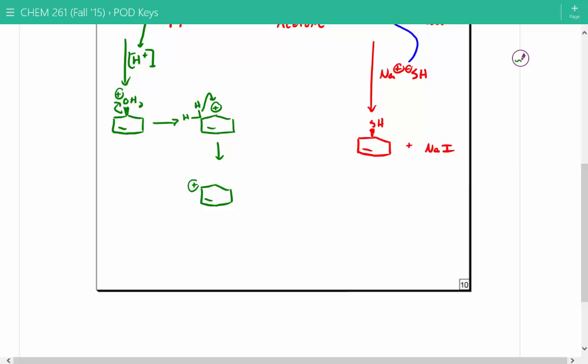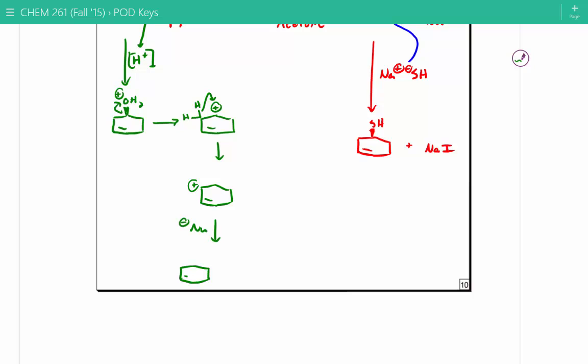And then if we tried to react this with some sort of nucleophile, actually, let me redraw this a little bit. If we tried to react this with some sort of nucleophile, we would end up with a mixture of products, both of which have the wrong regiochemistry.